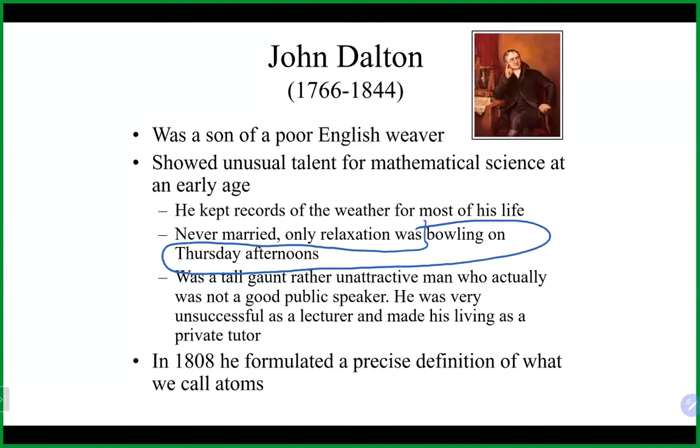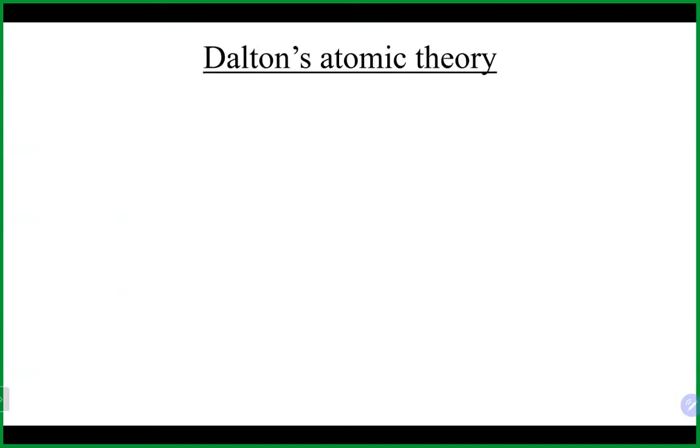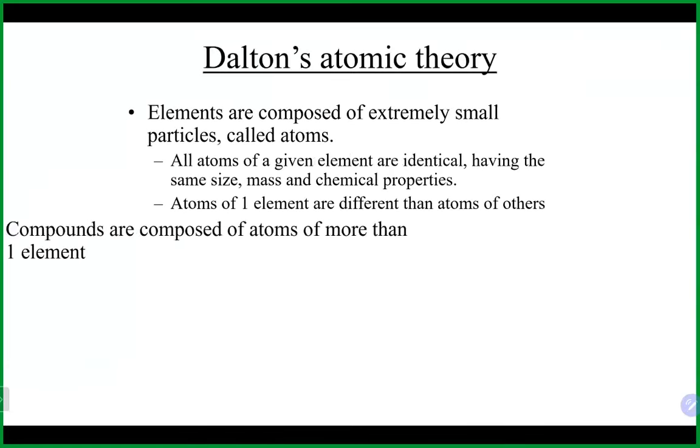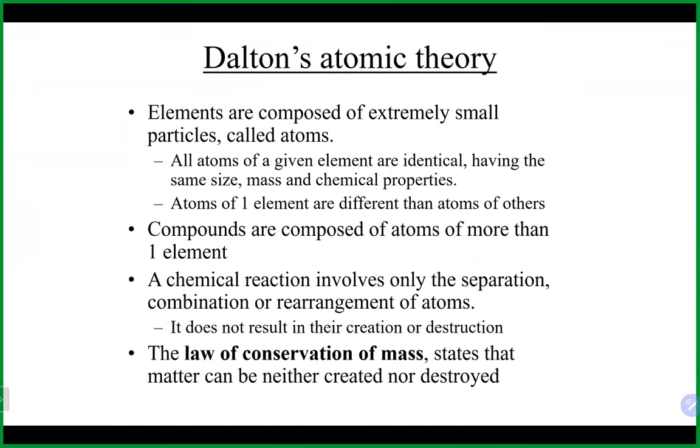And besides going bowling on Thursdays, he's clearly known for a theory that helped define what atoms are. So let's take a look at some important parts of his theory, and talk a little bit about what is still correct and what is incorrect. He said that elements are composed of extremely small particles called atoms, indestructible particles. He said that all atoms of a given element are identical. They have the same size, mass, and chemical properties. He also said atoms of different elements are different from one another.